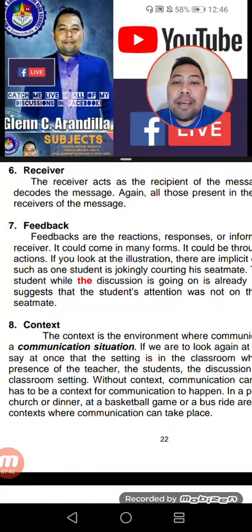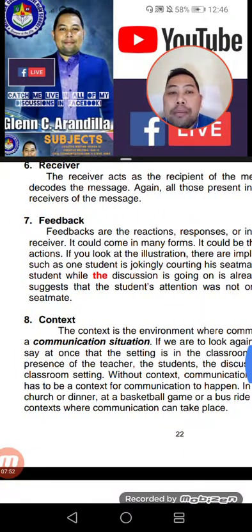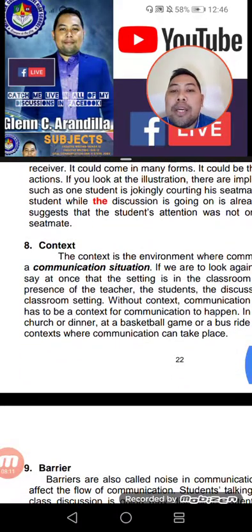Number seven is the feedback. The feedback is the reactions, responses, or information from the receiver. Meaning, he will now respond to the message of the sender, whether he understood or did not understand at all. So that's the feedback. It will depend on how he understood the message.